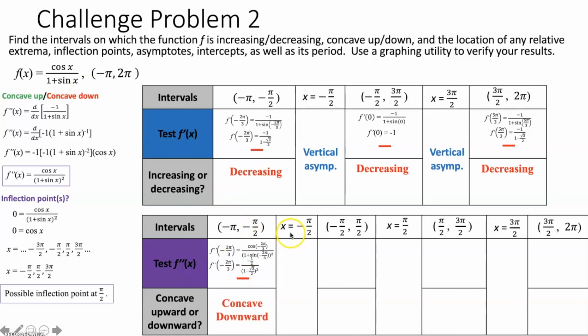Then we know at x is equal to negative pi over 2, we have a vertical asymptote. Now, why did we have to include the vertical asymptote in here? Because your graph could change concavity on either side of the vertical asymptote. So let's check here. Did it change concavity?